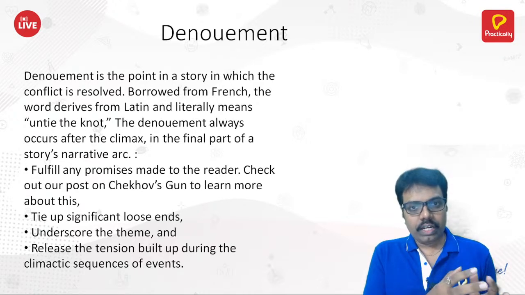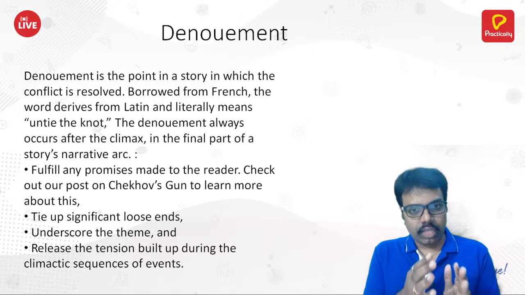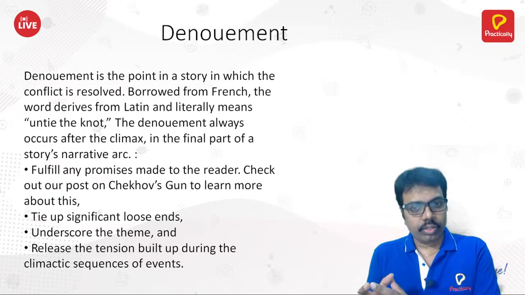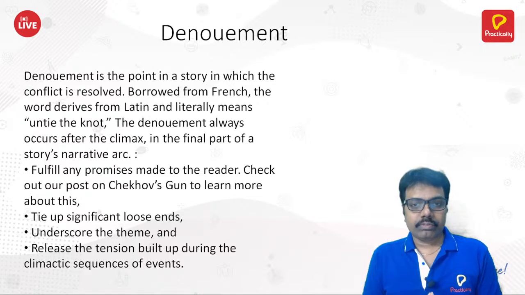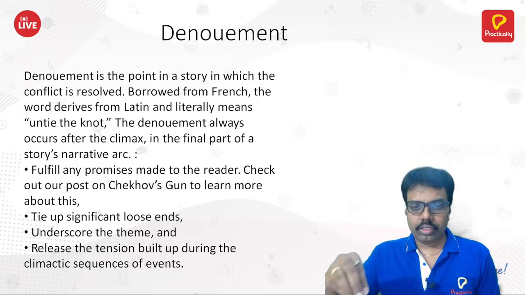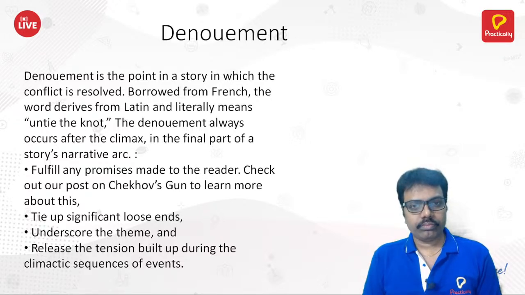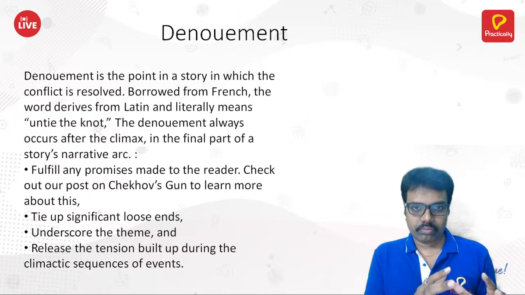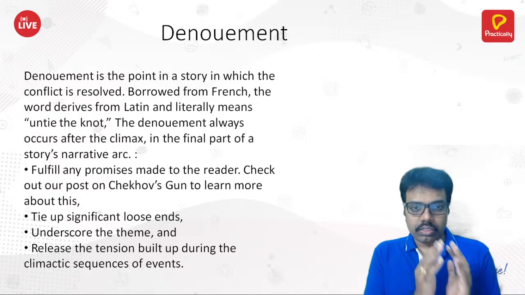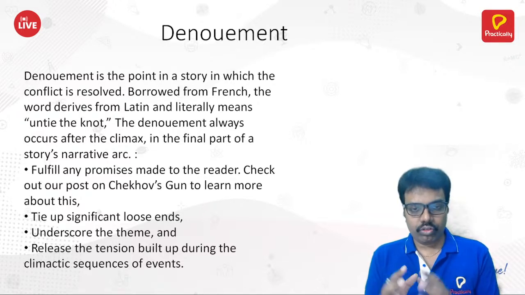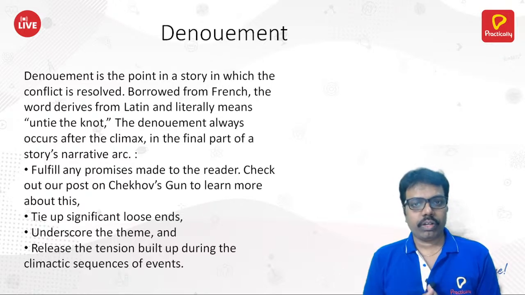Whatever we have tied up, whatever we have done in Act 1 and Act 2, in this denouement, we are trying to resolve it, or just giving a conclusion to any loose ends at the end of the story. It's up to you. It's not mandatory. Till the climax is the mandatory structure, but this is just a part. If you have anything left over, you are just giving a conclusion out of it. So that is called the denouement.